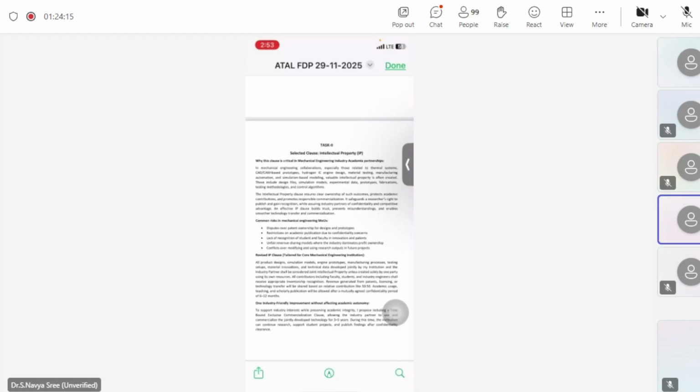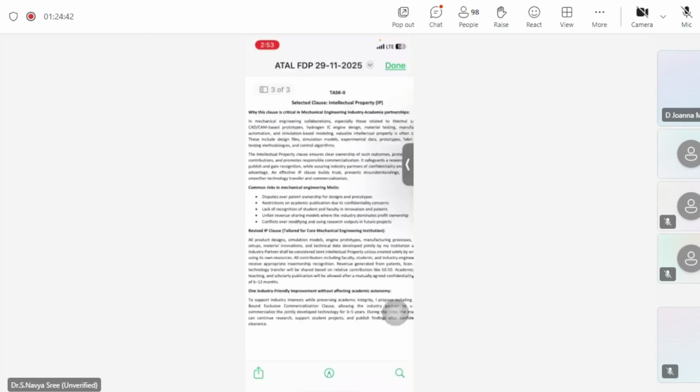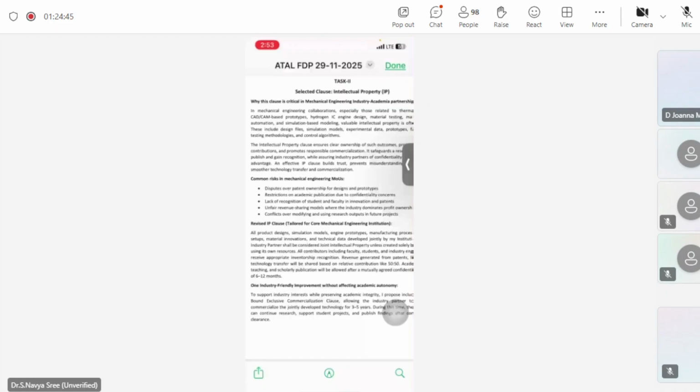The IP clauses mainly ensure clear ownership of such outcomes, like the simulation models, experimental data, and other testing algorithms and test methodologies. These have to be protected and properly commercialized. There are certain common risks in mechanical engineering MOUs, especially disputes over patent ownership for the designs and prototypes, restrictions on academic publications due to confidentiality concerns, lack of recognition of students and faculty in the innovation and patents, and unfair revenue sharing models where the industry dominates the profit ownership.